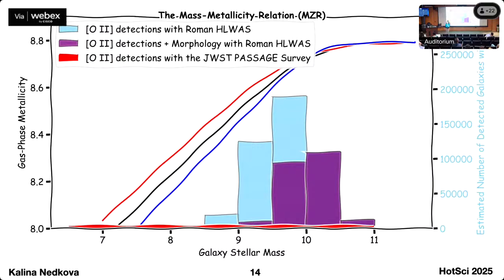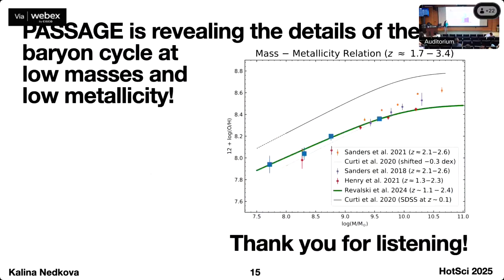But one thing that I really want to emphasize is that PASSAGE and JWST remain absolutely critical at the low mass end. Roman will not go as deep, and it will not be able to inform us about this low mass end of the mass-metallicity relation. So really, JWST is fundamental for this.